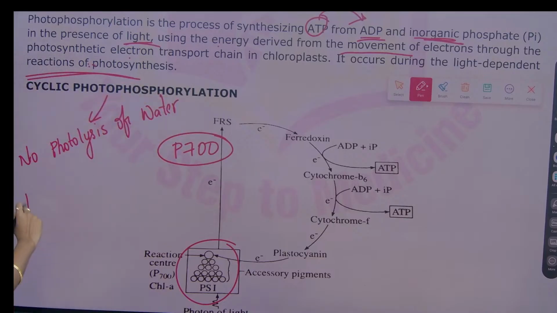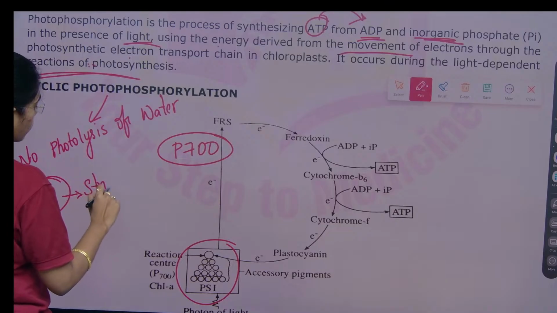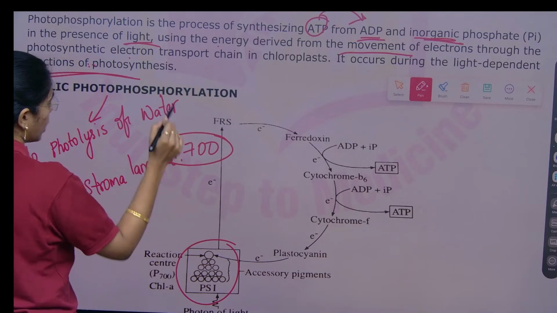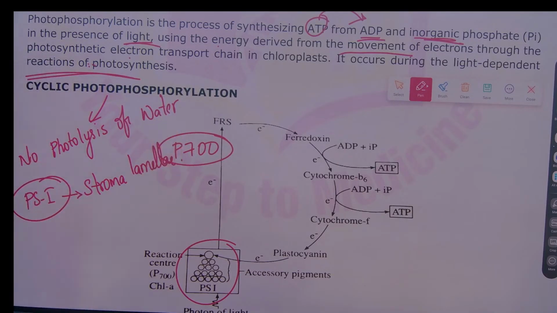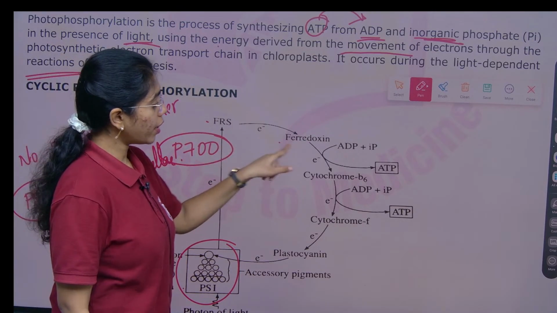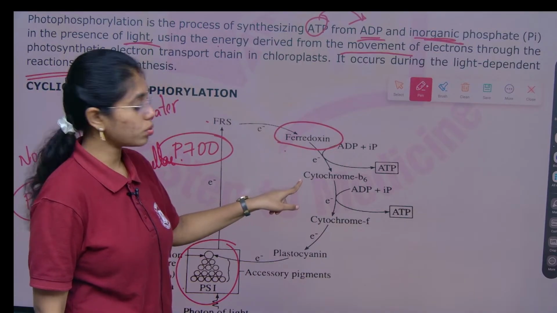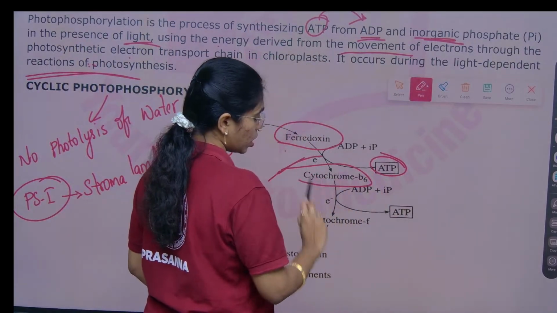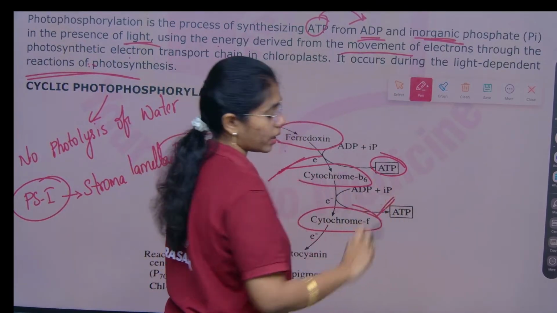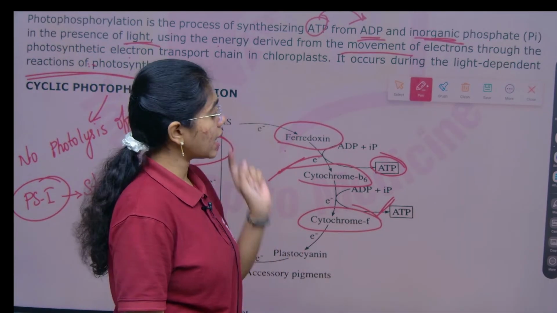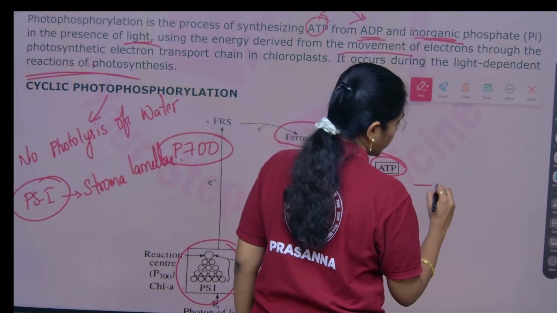Photosystem 1 is associated with the stroma lamellae. Stroma lamellae, this is the major point to be dealt with. They are present in the stroma lamellae: photosystem 1, iron sulfur complex, ferredoxin. Here ferredoxin, when it transmits the electrons to the cytochrome B6 complex, ATP is pumped out, and from cytochrome B6 to cytochrome F, one more ATP is pumped out. So the ultimate ATP release from photosystem 1 in cyclic photophosphorylation is just 2 ATP.